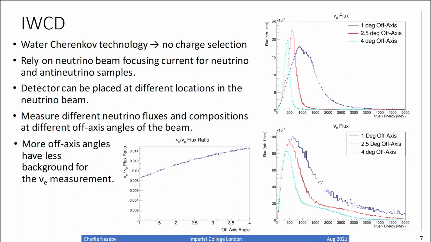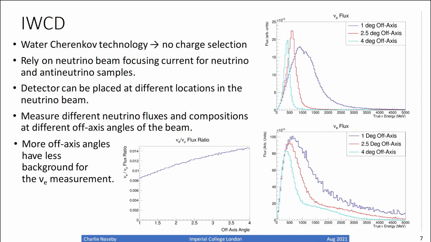So to make neutrino and antineutrino samples, we must rely on the operation mode of the neutrino beam. However, there are a number of advantages. The very large mass of the detector allows for even the very small electron-neutrino component of the beam to yield order tens of thousands of events, and this is essential for making a precise electron-neutrino cross-section measurement.